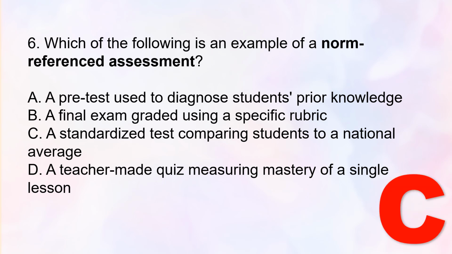Okay, the correct answer is letter C. Norm reference assessments compare students' scores to a broader population, like for example, standardized tests comparing students to a national average. That is the best answer. For letter A, pre-test is diagnostic, not norm reference. Letter B, a rubric-based final exam is criterion reference, not norm reference. For letter D, a teacher-made quiz measures individual mastery, not group comparison. Letter C is the best answer.